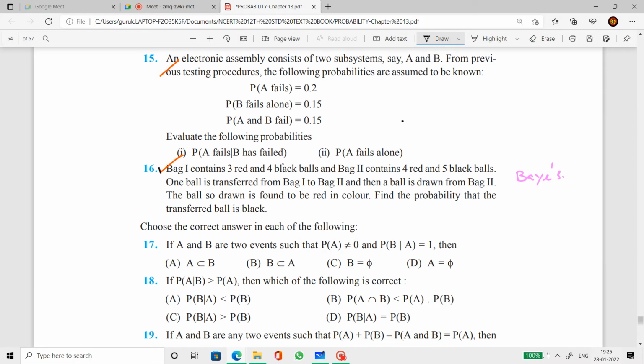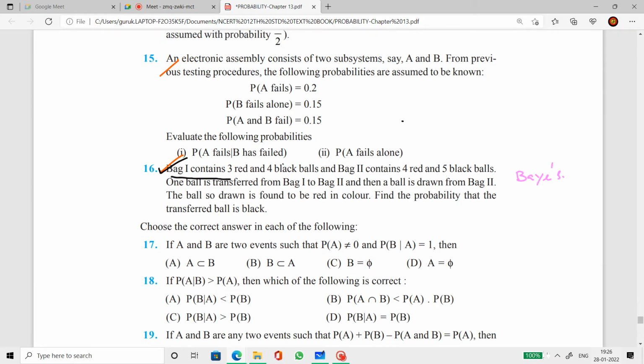Question number 16. Bag 1 contained 3 red and 4 black balls. So bag 1 and bag 2.